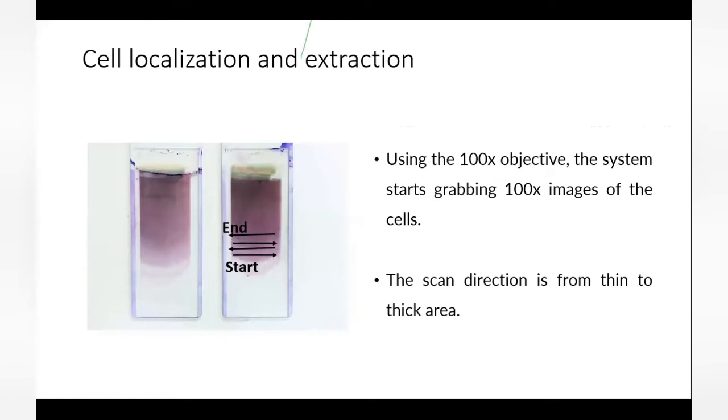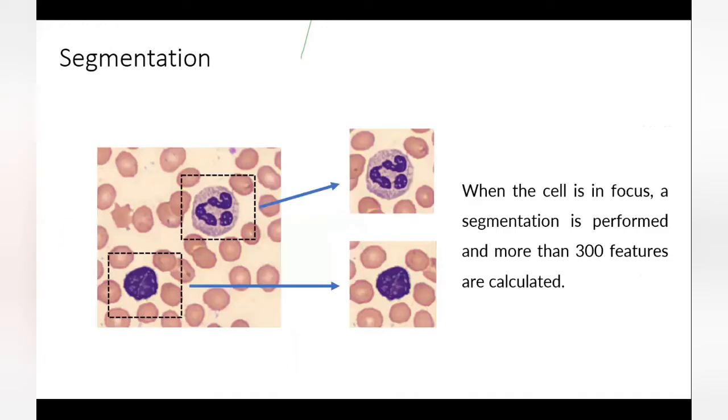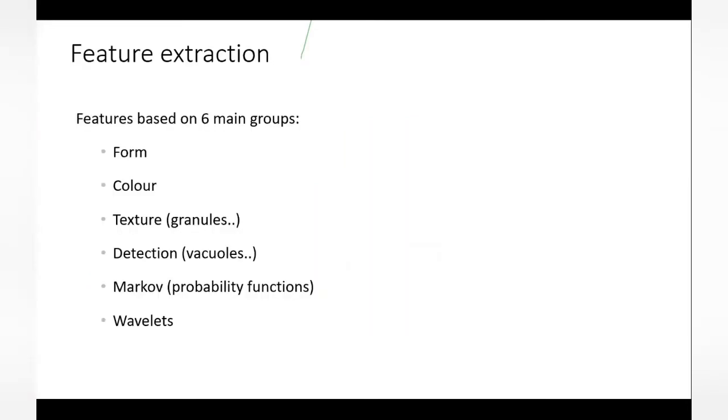It has already learned that this goes into neutrophils, this goes into monocytes, this goes into lymphocytes, and then it classifies. And while it's doing this, it's continuously checking for focus under 100x, because we want well magnified and well captured images. And these are the various technical steps that happen while the image is being extracted and focused and segmented, and the features of each of the cells are extracted from the area of interest.